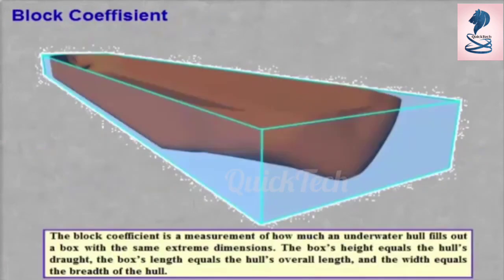The block coefficient is a measurement of how much an underwater hull fills out a box with the same extreme dimensions.